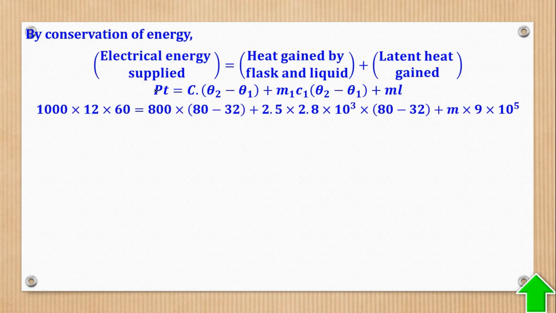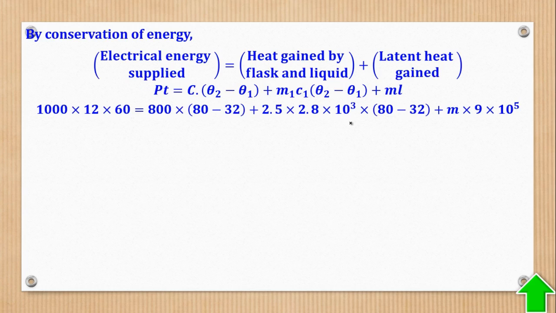So come and substitute for power. 1 kilowatt is 1000 watts. Time 12 minutes convert to seconds. Heat capacity is that. Change in temperature is that. Mass, specific capacity, change in temperature. Mass that boils off is unknown. Latent heat of vaporization is known. So we have one unknown now.